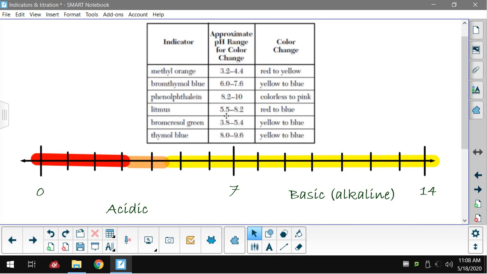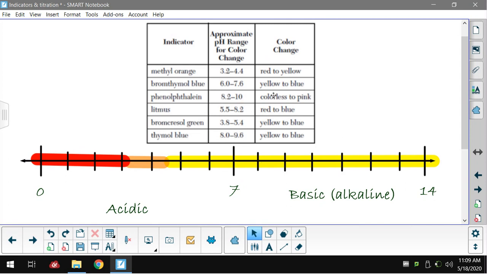Litmus between 5.5 and 8.2 is going to be a mixture of red and blue. It's going to be kind of purple. That one's kind of tough to see. Litmus is really good for either the low end or the high end. In between, things get kind of muddled again. Bromocresol blue goes yellow to blue, so that's why it's green in between there. Thymol blue goes yellow to blue. Again, that one also is green between 8.0 and 9.6.